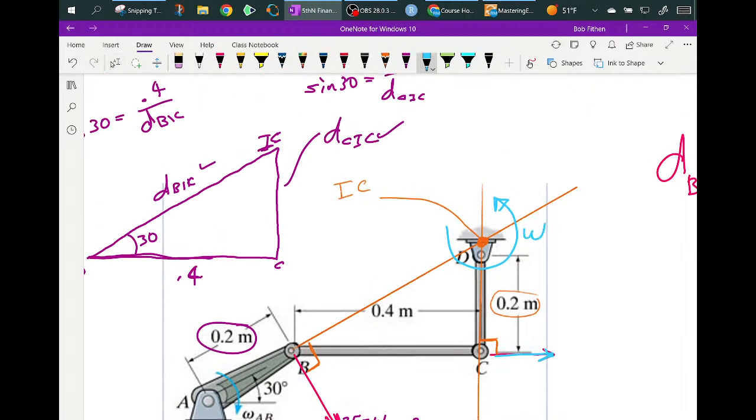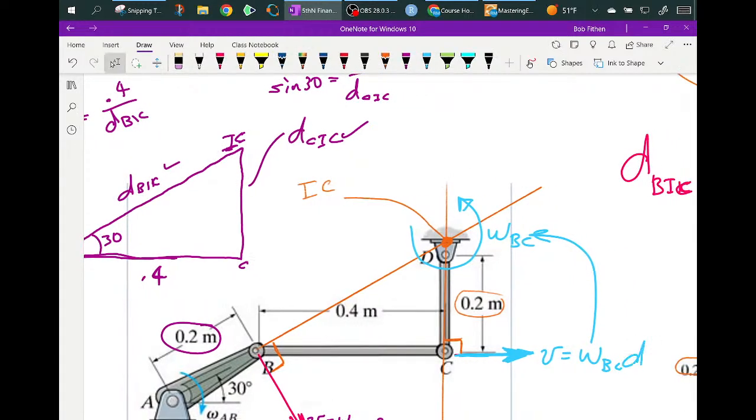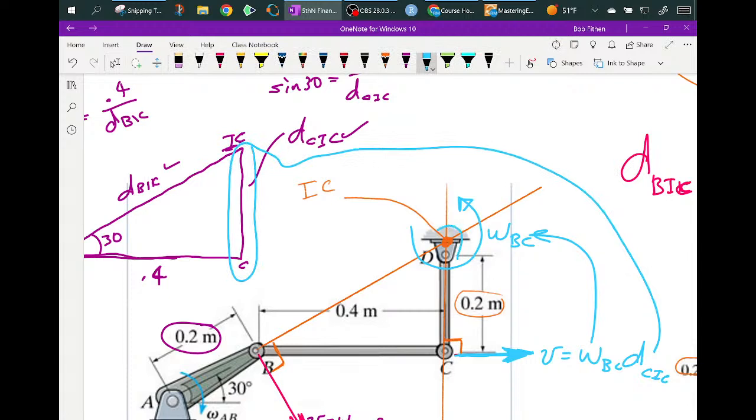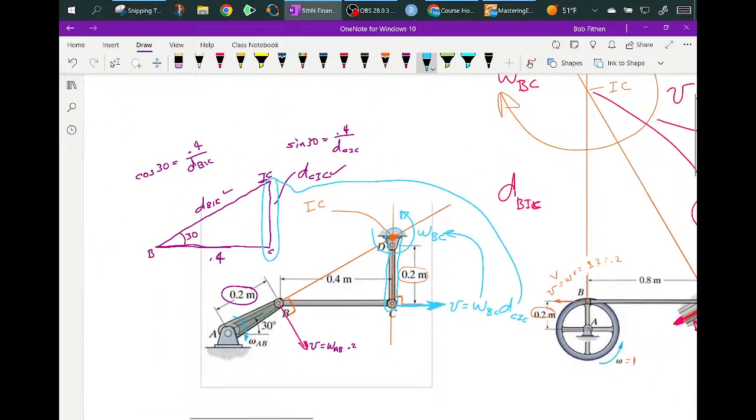We should have figured this one out because someone would have given us this. And what we would be finding is omega of link BC. Now, if we want to know the velocity of C down here, that's actually not too particularly hard. That velocity is equal to the omega BC, which existed right here, times the distance C to the instant center, where that distance C to the instant center is that, which is the same thing as that distance. That's pretty much it.